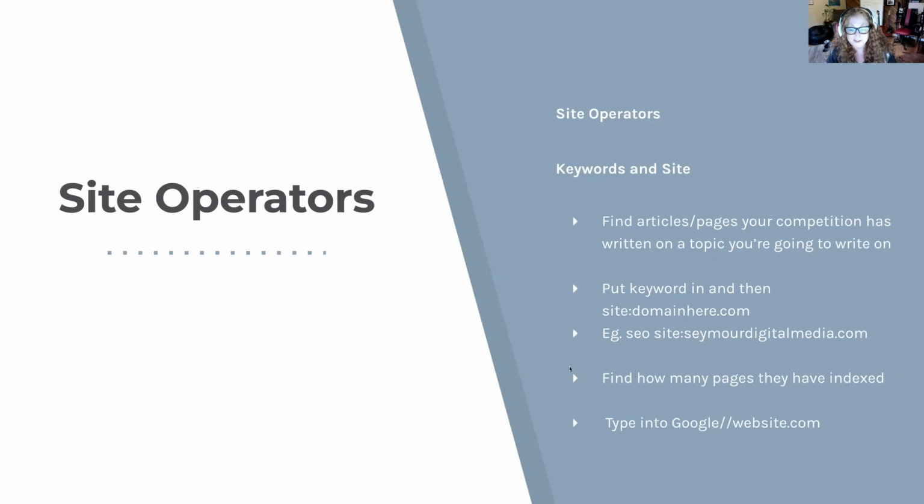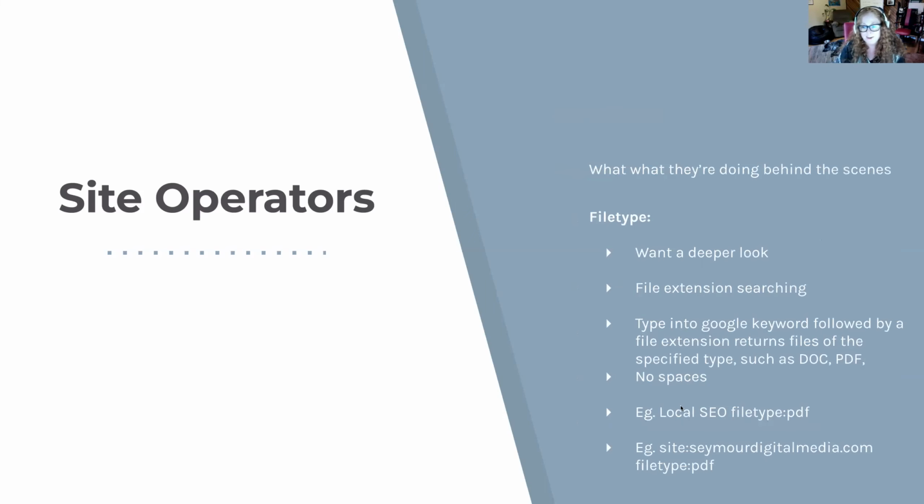So then you can combine operators. You can do keywords and site, right? So if you look at this example here, e.g. SEO, and then site: seemoredigitalmedia, should bring up everything I have on SEO, right? So it'd be site:domain.com, put the keyword in, and then do the site:domain.com. So you can find the pages indexed. It is really fun. Filetype is my favorite.